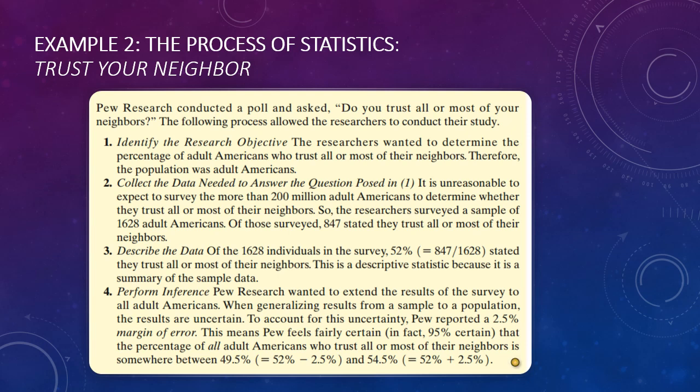This means Pew feels fairly certain, in fact 95% certain, that the percentage of all adult Americans who trust all or most of their neighbors is somewhere between 49.5%, which equals 52% minus 2.5, and 54.5, which is of course that same 2.5 difference, but now added to that original discovered statistic. I think this is a great example to see that process overall and to make it more tangible to you if you haven't experienced statistics before.